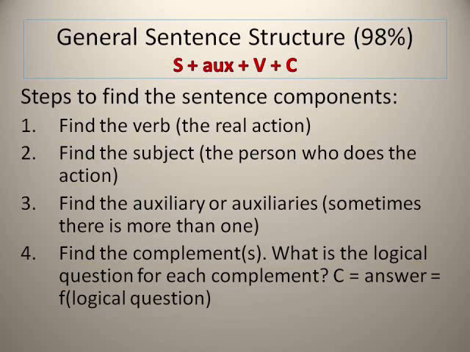To put these sentences into their different pieces, the best idea is to start first of all by finding the verb. The verb is the real action. That's number one. Number two, find the subject, the person who does the action. After that, it's very easy to find the auxiliary or auxiliaries. Sometimes there's more than one, but they are going to be found in between the subject and the verb. The next step is to find the complement or complements.